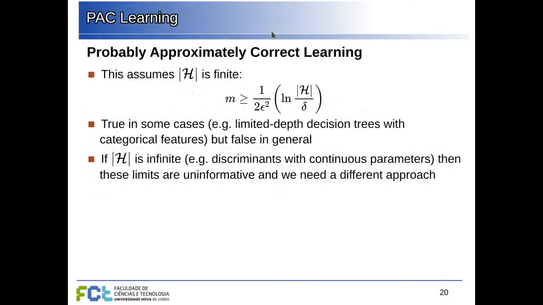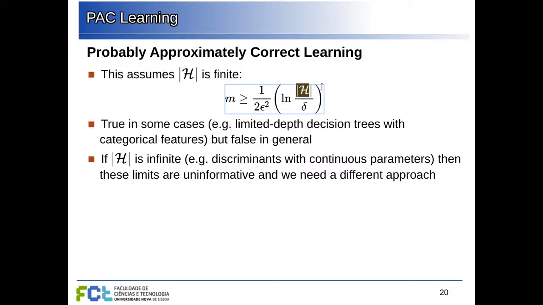Of course, so far we've been assuming that the hypothesis class is finite. So all of this derivation we found so far assumes that we can count the number of hypotheses in our hypothesis class. This may be true in some very specific cases. For example, if you are using decision trees, you limit the depth of the tree and you have categorical features so that there are only a limited number of combinations of rules in the tree, then okay, this may be a finite hypothesis class. But in general, this does not occur.